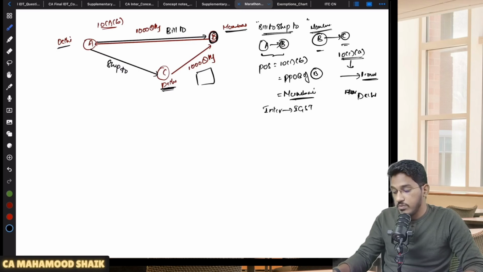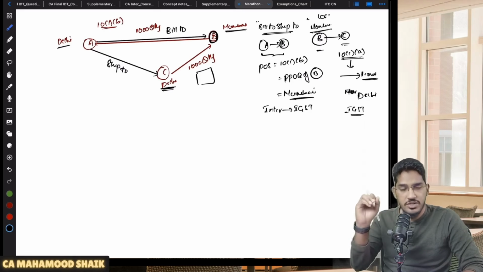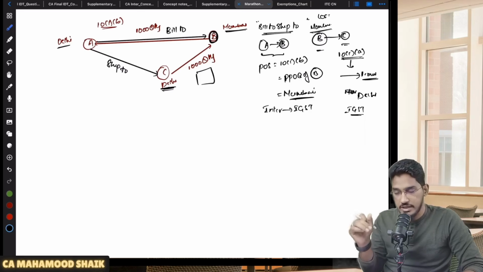So B is located in Mumbai. Location of the supplier is Mumbai, whereas place of supply is in Delhi. Both are falling in, once again, two different states. It will also be considered as interstate supply. On that also IGST will be imposed. Clear? Understood?